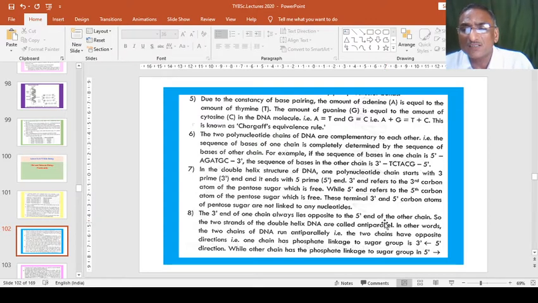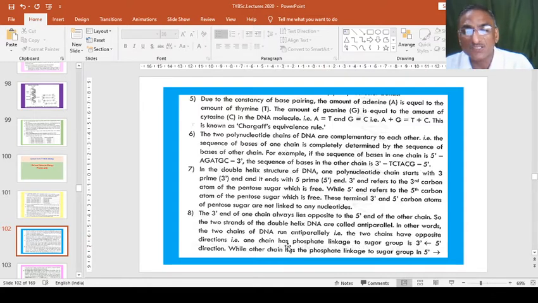These terminal 3' and 5' carbon atoms of the pentose sugar are not linked to any nucleotide. The 3' end of one chain always lies opposite to the 5' end of the other chain. So the two strands of the double helix DNA are called antiparallel because they are opposite. In other words, the two chains of the DNA run anti-parallelly, that is, the two chains have opposite directions.